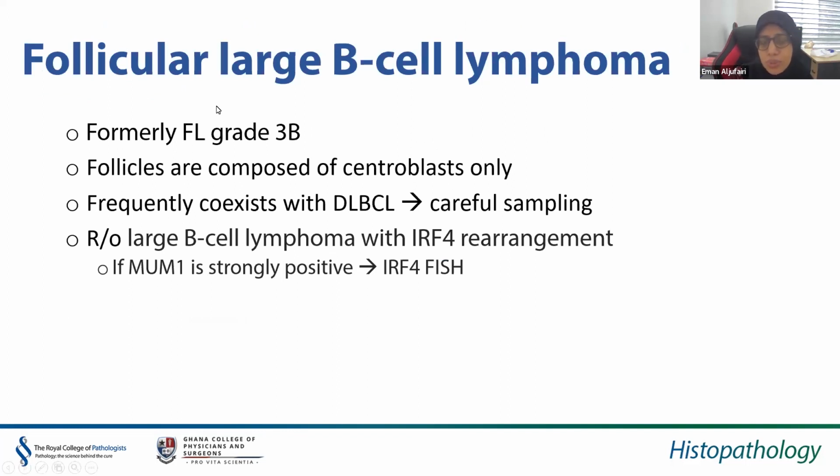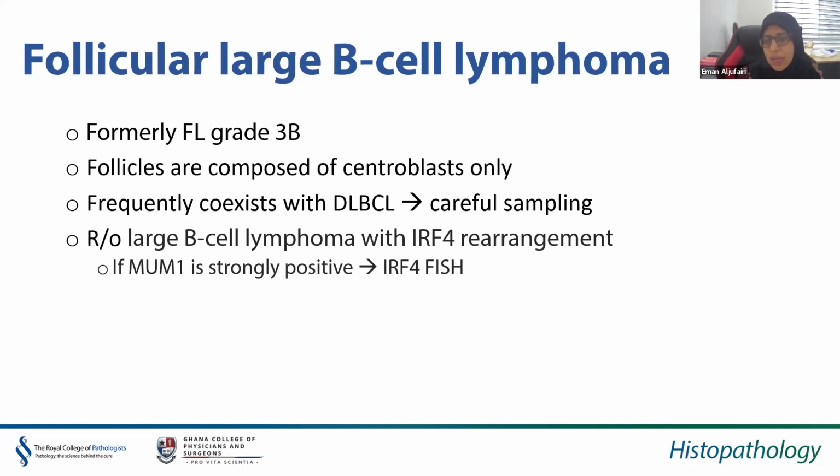So this is what we used to call before follicular lymphoma grade 3B. And that means you still have the follicular pattern by H&E or by IHC when you do the follicular dendritic cell meshwork markers. But these follicles are only composed of large cells, which are the centroblasts. It's rare for follicular large B-cell lymphoma to be pure. So most of the time it's coexisting with diffuse large B-cell lymphoma. And that's why you need to have more sampling.